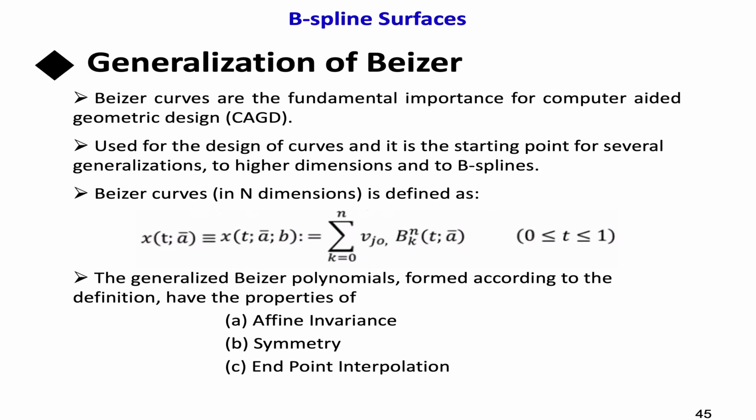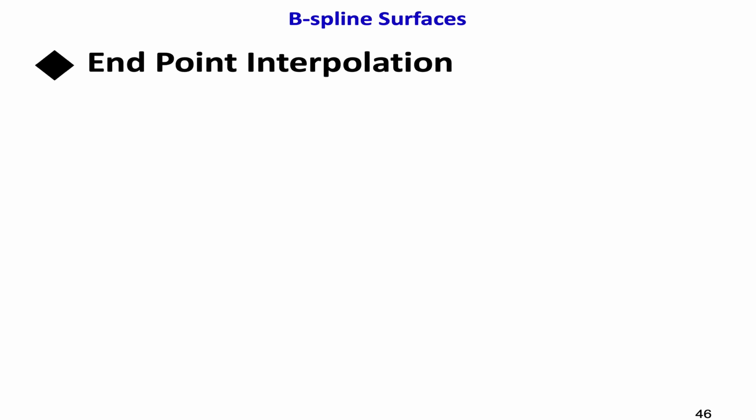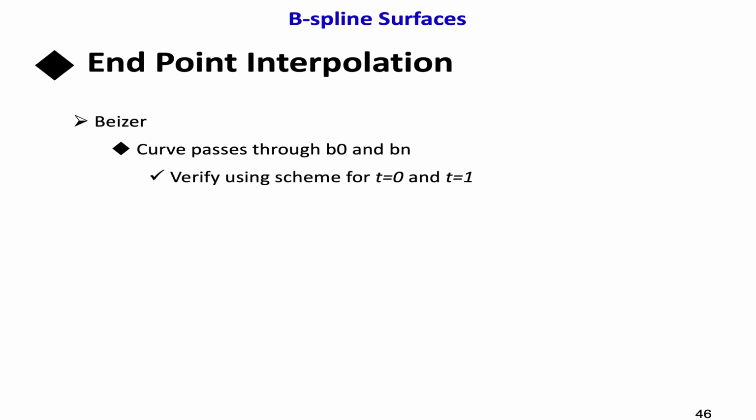And next, the generalized Bezier polynomials, which are formed according to this definition, have some properties like affine invariance, symmetry, and endpoint interpolation. Also, in addition, for generalized Bezier polynomials, straight control polygons give straight curves. Next, we will discuss endpoint interpolation. In Bezier, the curve passes through B0 and Bn, which we can verify using the scheme for t=0 and 1.